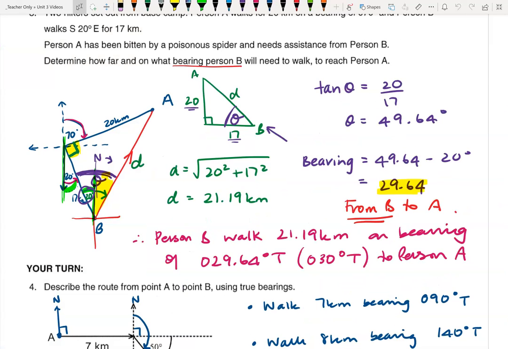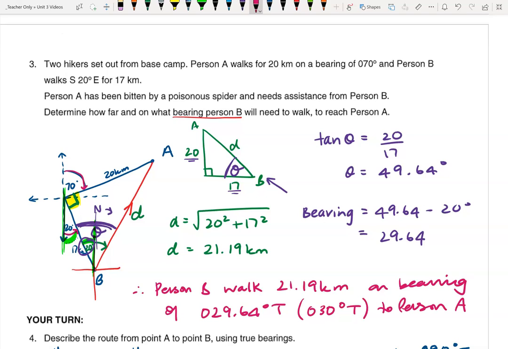I'm just going to edit our solution here, that our distance should actually be 26.25 kilometres. So person B will walk 26.25 kilometres on a bearing of approximately 30 degrees true.